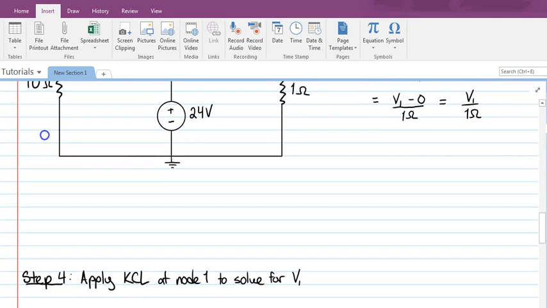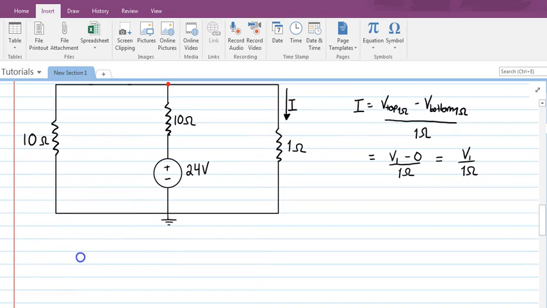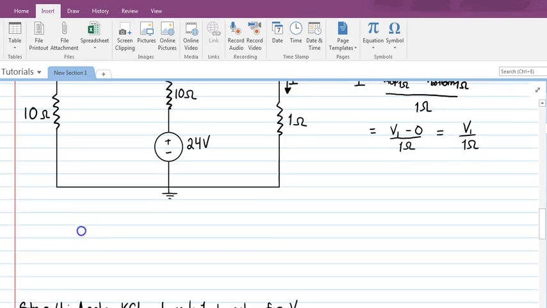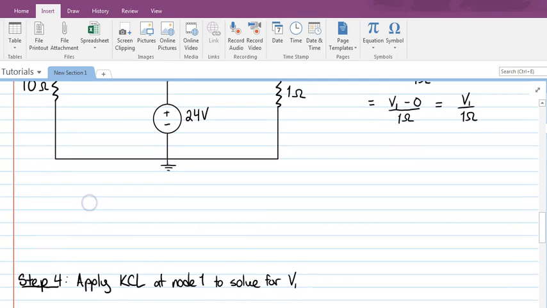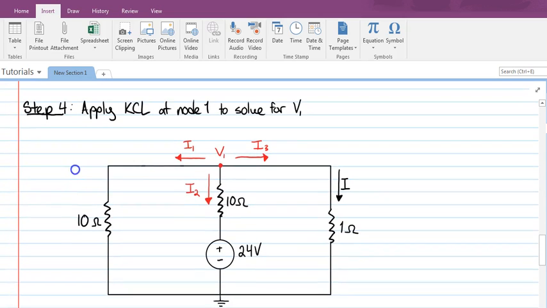Now our next step is to apply KCL at node 1 to solve for V1. We have an expression for I now in terms of V1, but we need to solve for V1 in order to complete that expression. So let's go ahead and apply KCL at node 1 in the circuit.